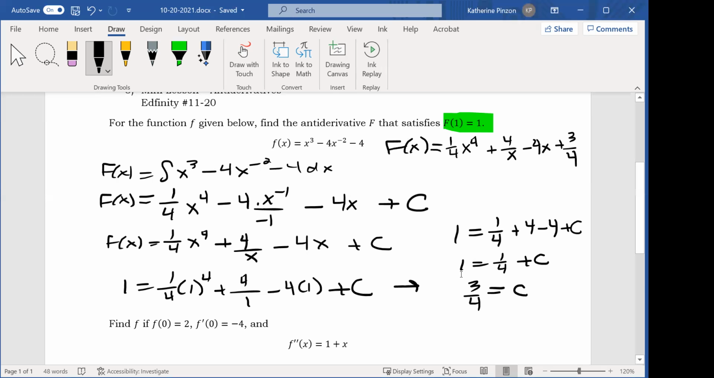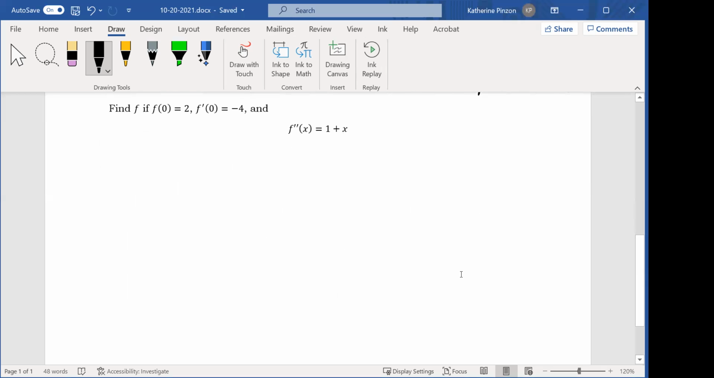Okay, let's try again. This guy says, find your function f if f of 0 is 2, f prime of 0 is -4, and f double prime of x equals 1 plus x.